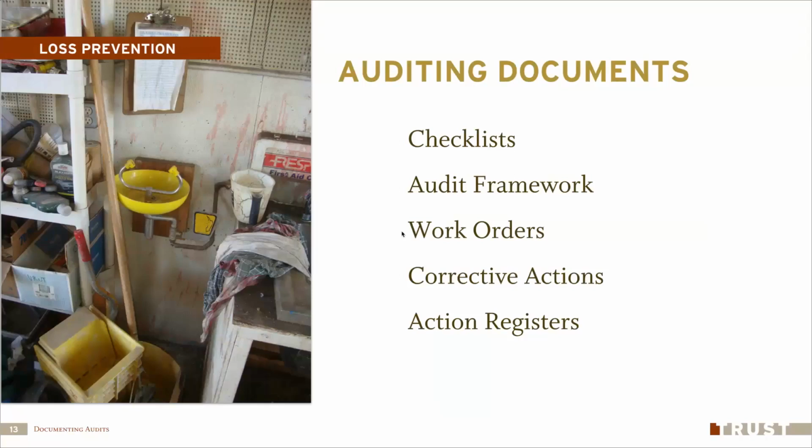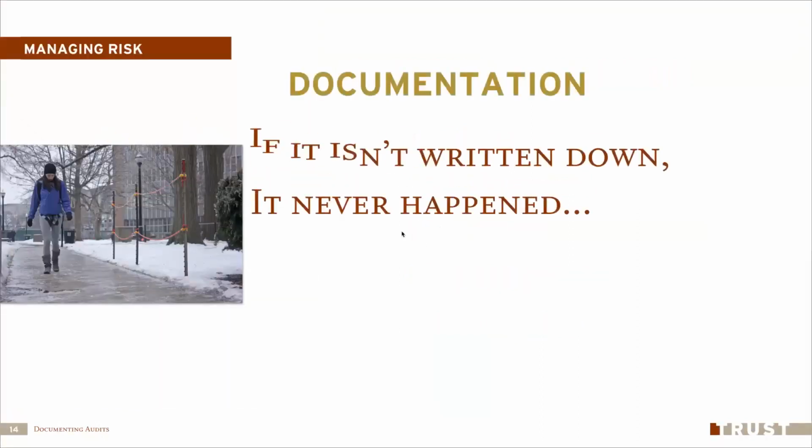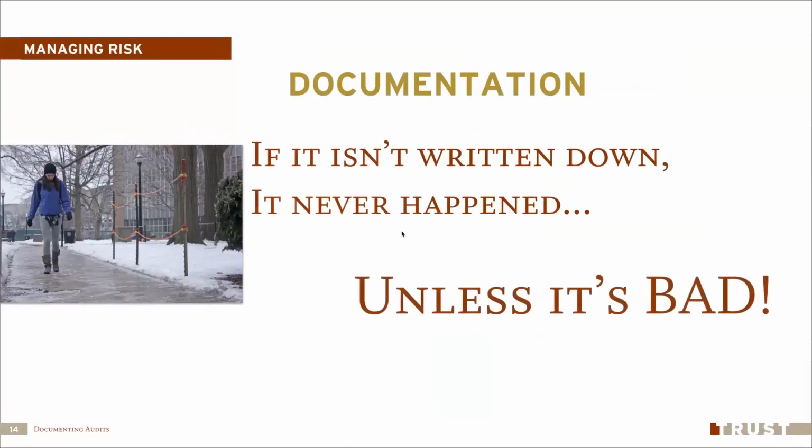Other documents would be work orders, corrective actions, and also action registers. These are documents that can help us out. So we talk about documentation, and you've seen this slide before, and you've heard me say that if it isn't written down, it never happened, unless it's bad. The plaintiff attorney can always go out there and recreate things to make us look really bad, but it's very difficult to recreate the good things that we do, and auditing can help us in that. We're going to identify good and bad from that, and there are some risks associated with both sides of that.